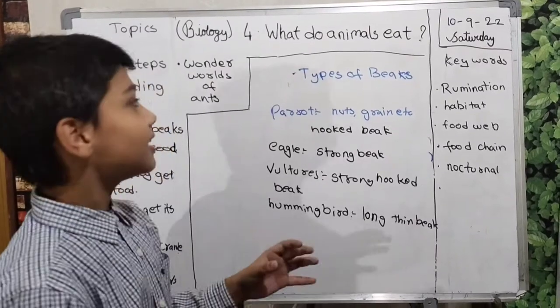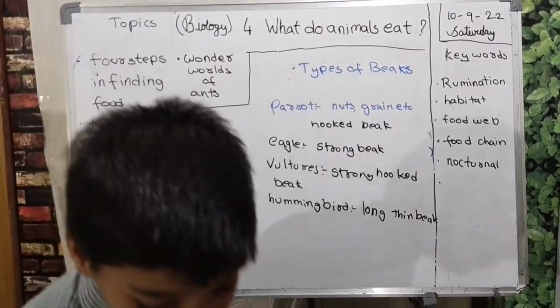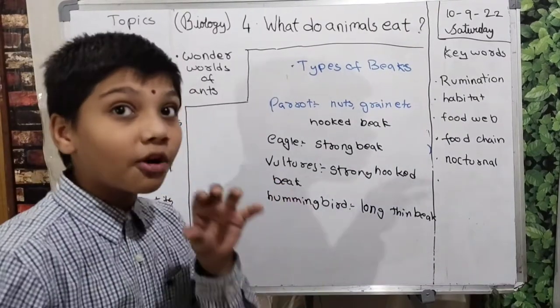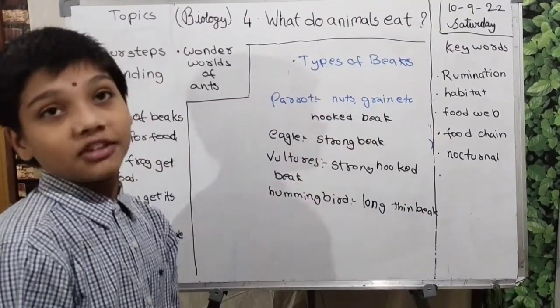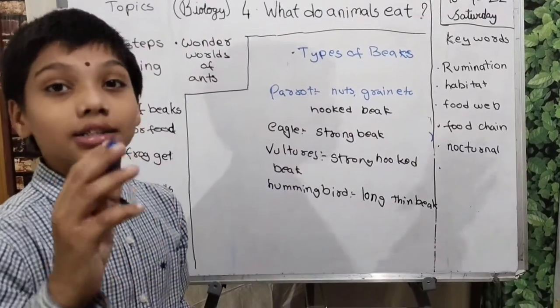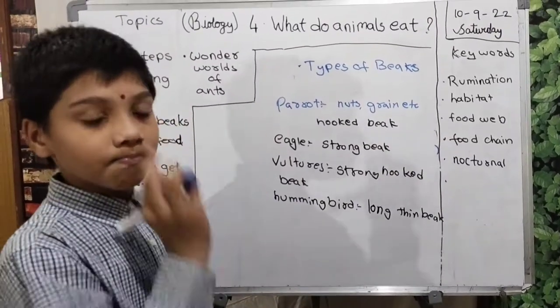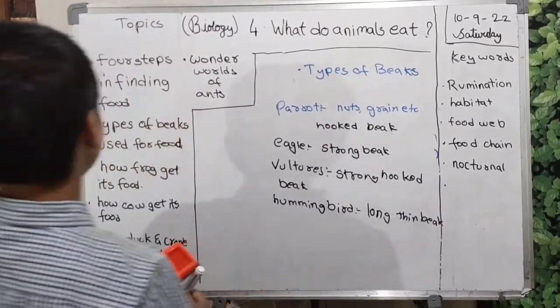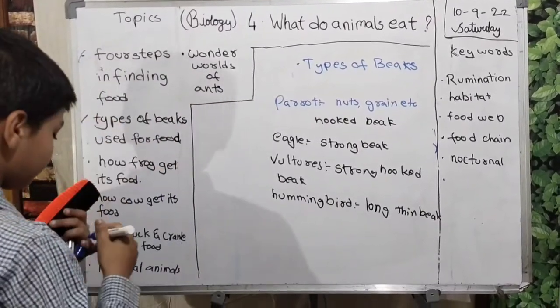So these are some types of beaks which they use for picking the food. By the help of these beaks, the food will be picked by the birds. So our second topic is also completed.